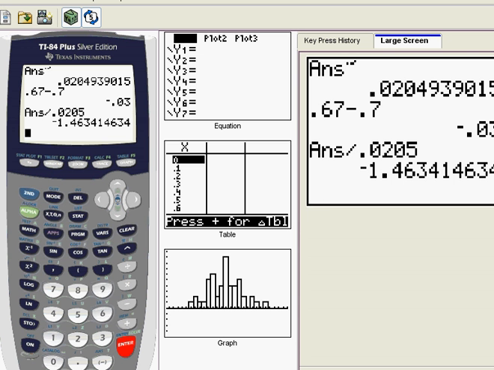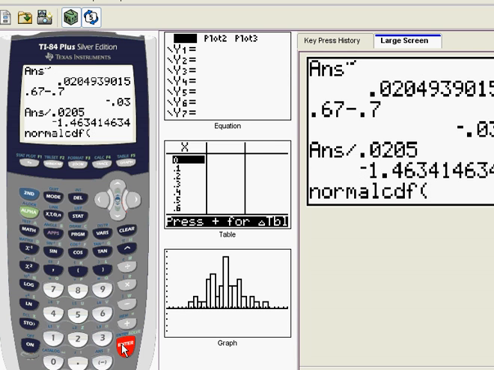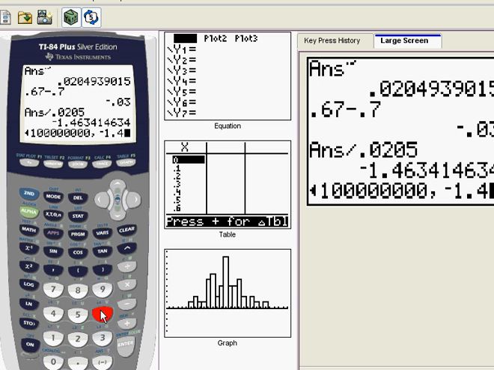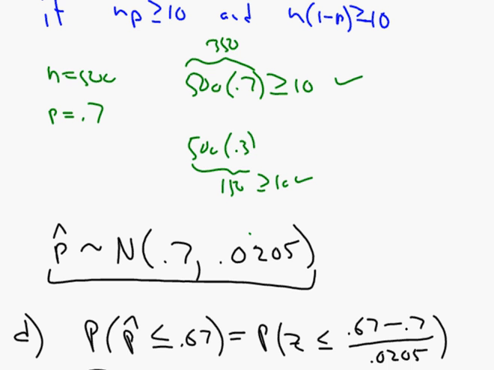Let's go back to the calculator. We can go to second distributions. By the way, if you had a z-chart, go ahead and use it. You know the z-score, but we'll do normal CDF. We're going to do some very, very low number, comma, my z-score of negative 1.46, comma, 0, comma, 1. If you have a z-score, then you're looking at a normal distribution with a mean of 0 and a standard deviation of 1. It's called a standard normal distribution, actually. You hit enter, and we get a probability of about 0.07.